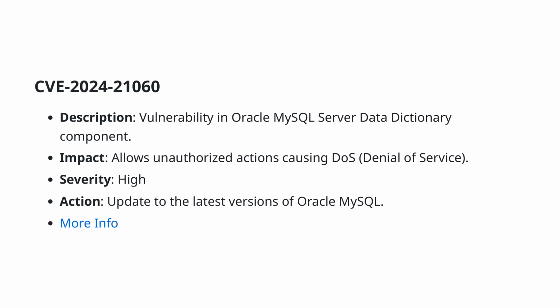Now, we're going to examine CVE-2024-21060. This vulnerability exists in the data dictionary component of Oracle MySQL Server. Its impact is significant as it enables unauthorized actions that could lead to a denial of service (DoS). The severity has been rated as high.